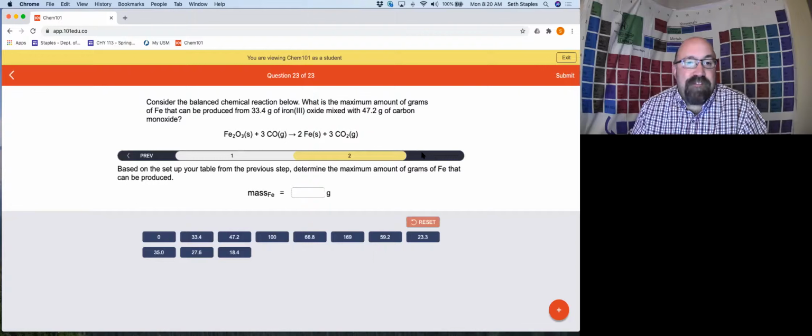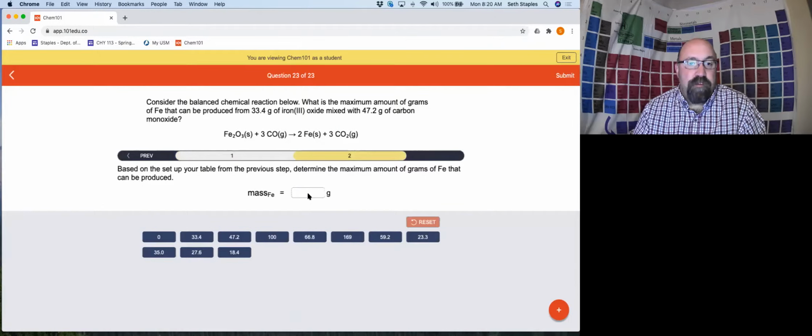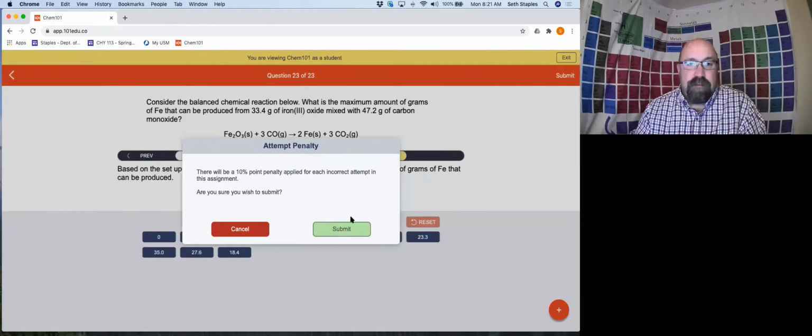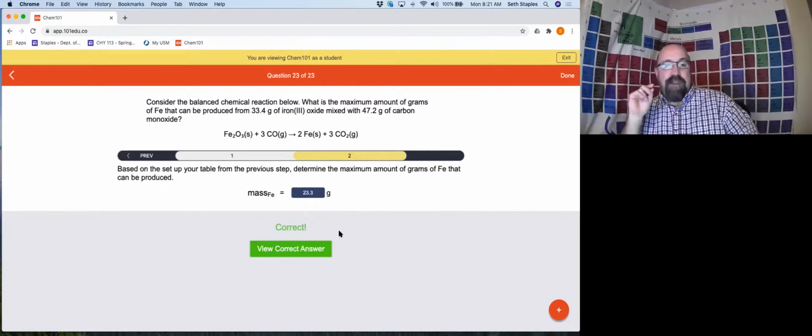And so based on our setup from the previous step, our table, determine the maximum amount of grams of Fe. So remember we said that 0.418 moles of Fe could be produced. So now we just need to calculate mass from moles. So we're going to take our 0.418 moles of Fe, multiply that by our molar mass of iron, which is 55.85, and we get 23.3 grams of iron. See if we're correct. Ooh, 10% penalty if we're wrong. And we're correct.